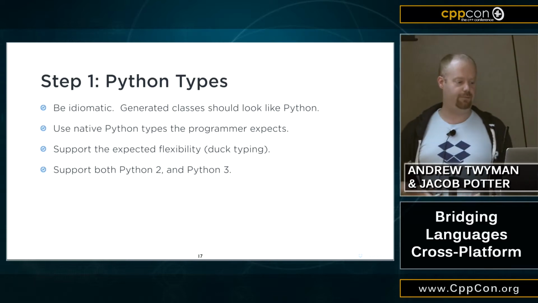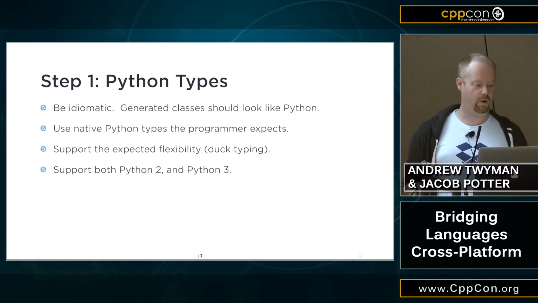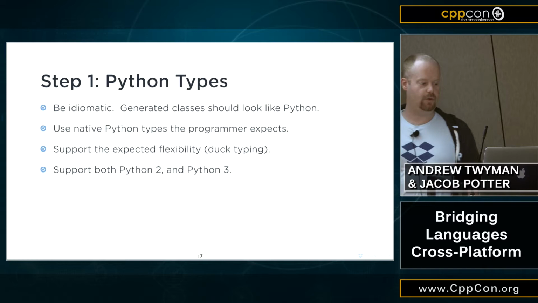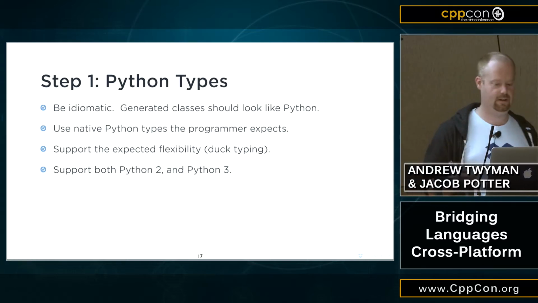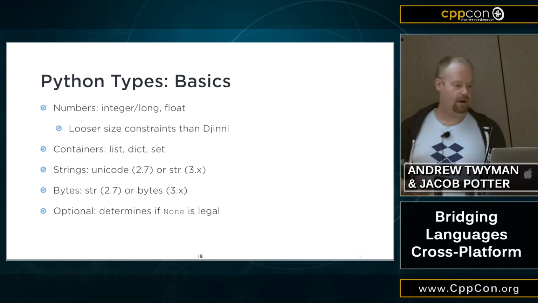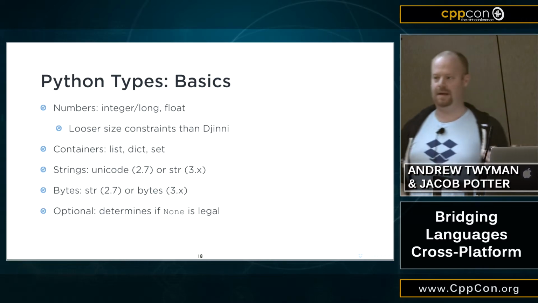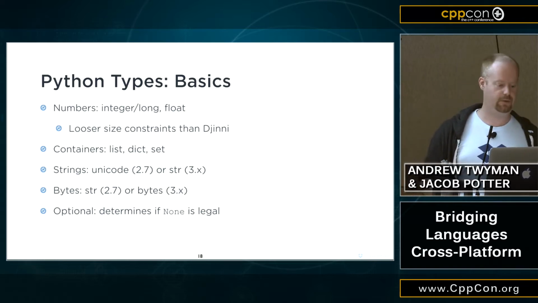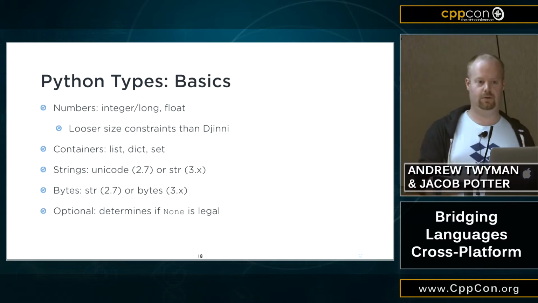So we want to use the native Python types that the program expects. We want to support the level of flexibility that you expect in Python, such as duck typing. And we want to support both Python 2 and Python 3, which leads to a few interesting details for us to deal with along the way. The basics, Python has numbers. We need numbers. It doesn't care as much about limited length numbers as we do, so there are fewer numeric types that we use. Python's containers map very closely to Djinni's containers.